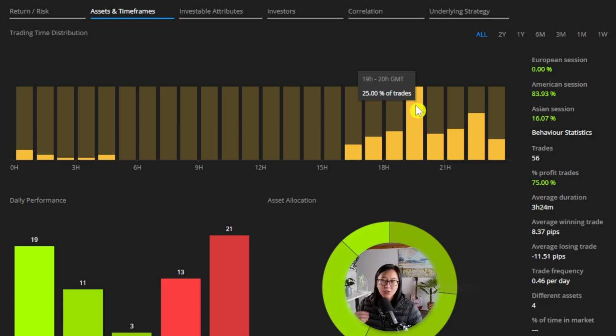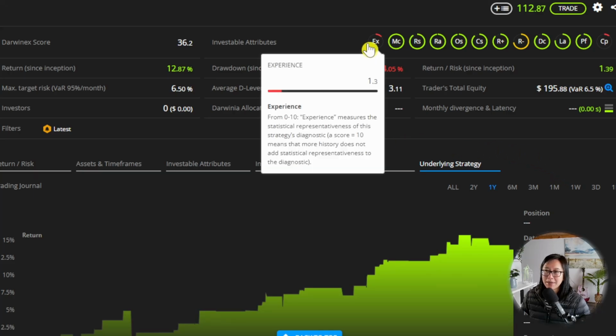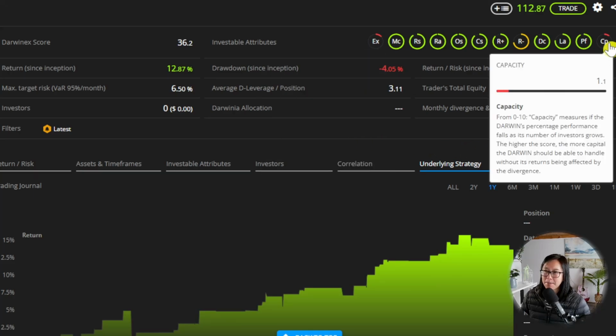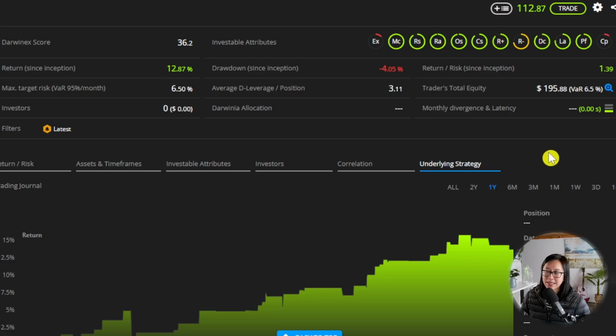However, if I do have a large amount of investors copying my trades and there is latency during these low liquidity times, then potentially their entries will not be as good as mine. That's why I have a low capacity score. Aside from those two metrics, experience and capacity, the rest of the metrics seem pretty good.